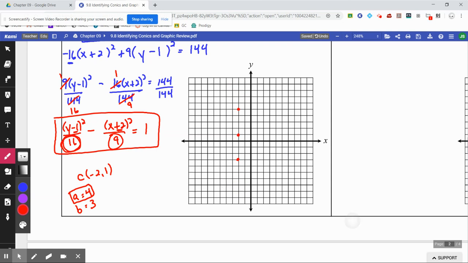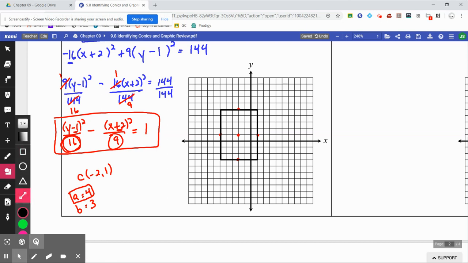To find our co-vertices, we're going to go right 3, and we're going to go left 1, 2, 3, and that's going to give us our box. And a reminder that once you have your box, we're going to simply connect the corners of our box, and that's going to give us our asymptote lines that we're going to use to actually graph our hyperbola. And there are those asymptote lines.